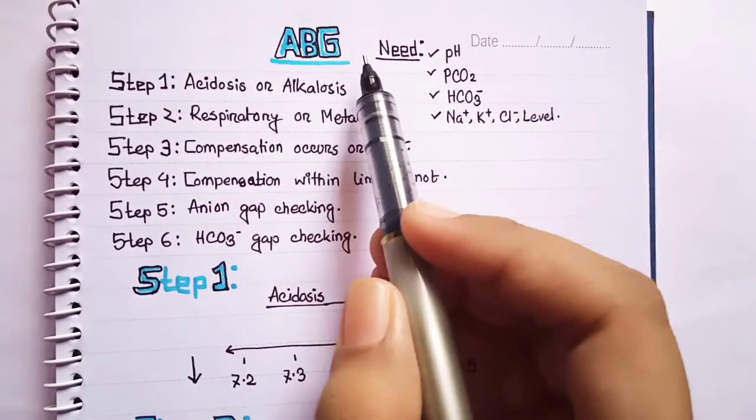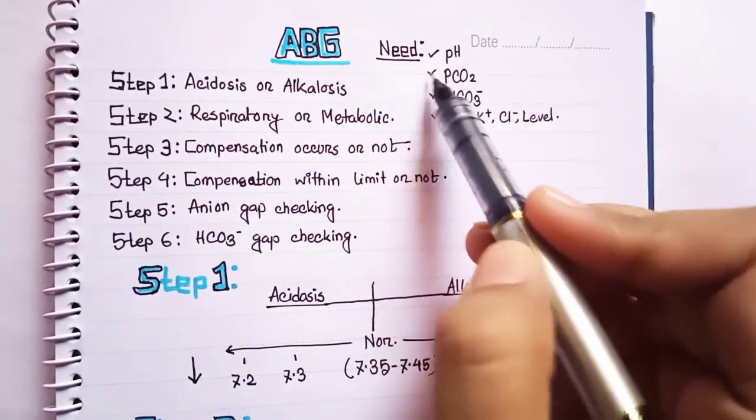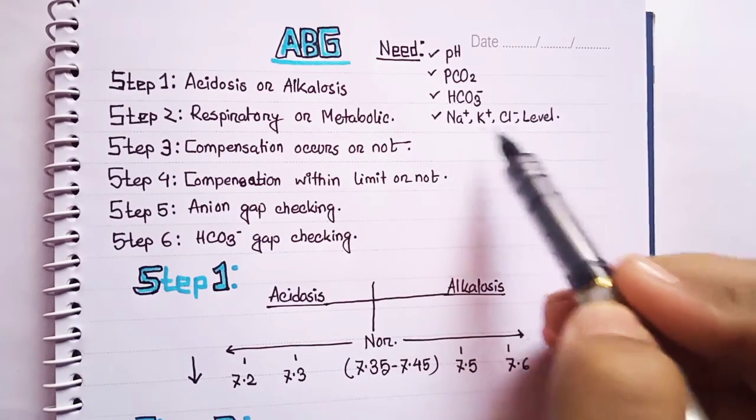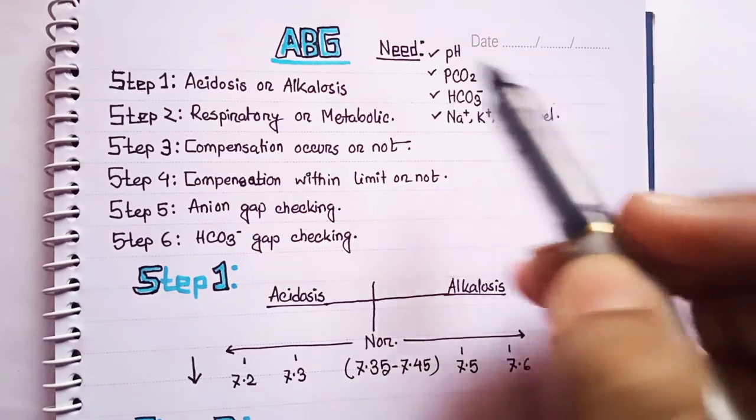Today we are going to learn ABG. To learn ABG, we need the pH level, the partial carbon dioxide level, the bicarbonate level, sodium, potassium and the chloride level. We'll learn the ABG in 6 steps.